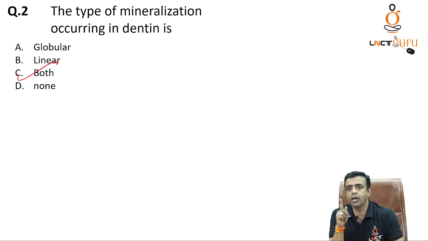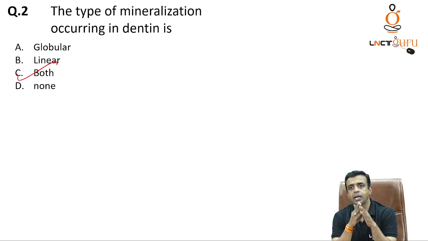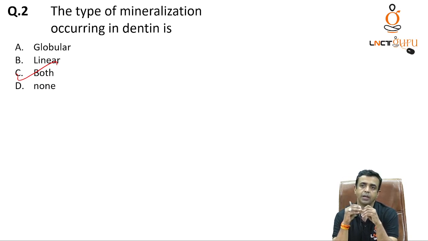Failure of globular mineralization, or if these globules fail to fuse, one different type of dentine is formed, that is called as interglobular dentine, and it is seen just below the dentino-enamel junction. So remember that interglobular dentine is due to the failure of globular mineralization.